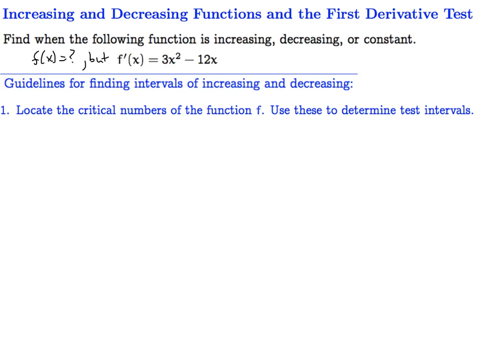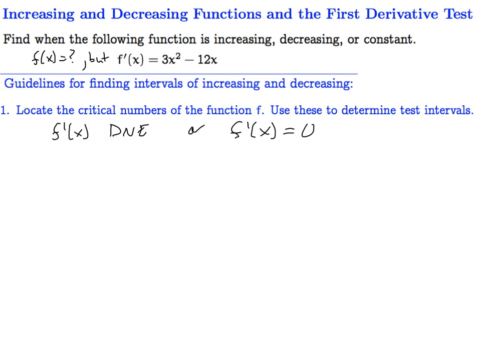So the first thing you want to do when you want to figure out where our function is increasing, decreasing, or constant is to first look at places where we get critical numbers of our function. So recall that critical numbers are going to be places where either the derivative does not exist or where the derivative is equal to 0, right? To find increasing and decreasing, we need to know where the function is positive or negative. So one way to do that is to first figure out where it's not positive or negative, that is where it does not exist, or where it's equal to 0.